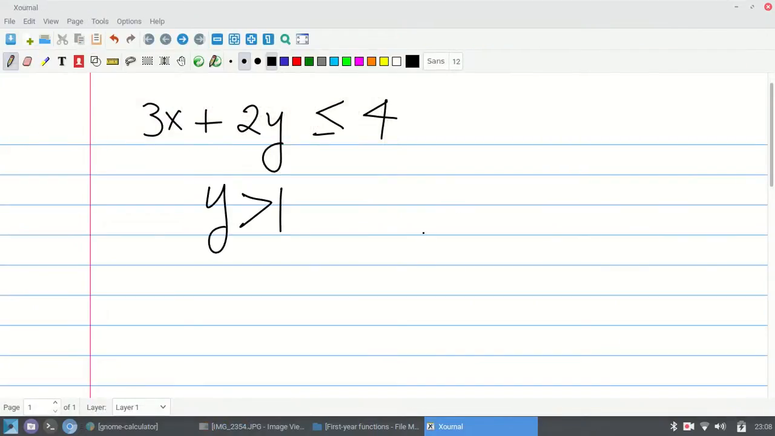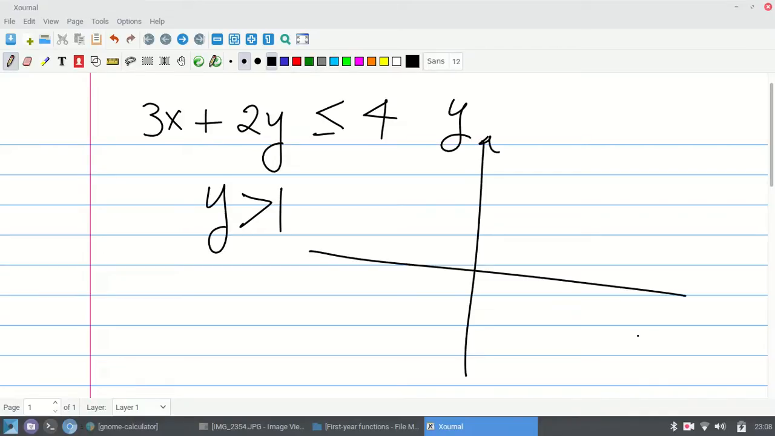So, okay, here's how you do this. 3x plus 2y less than or equal to 4. This sort of takes me back to linear programming. Okay, so here's what I have to do. I have to draw my quadrants, right? Y and x. Okay, whoa, this is going to look really confusing.